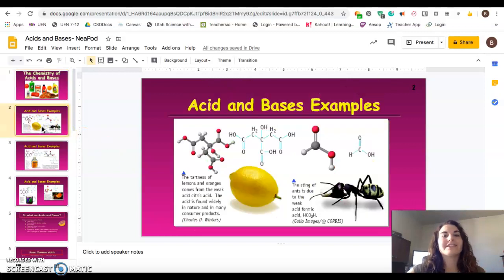So here's the first example: a lemon. A lemon is a great example of a common household acid. This is because lemons are very sour. Now, since lemons are sour, that tells us they're a good acid. So anything that's super sour is considered acidic.